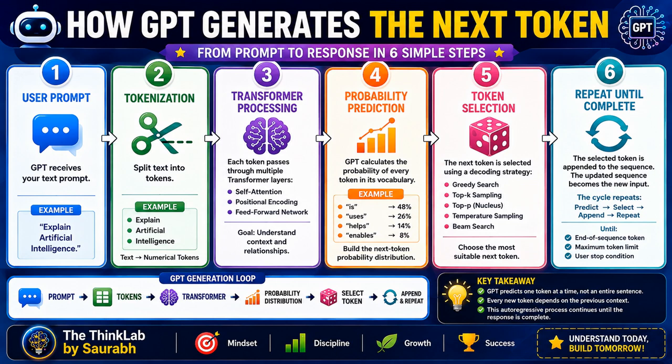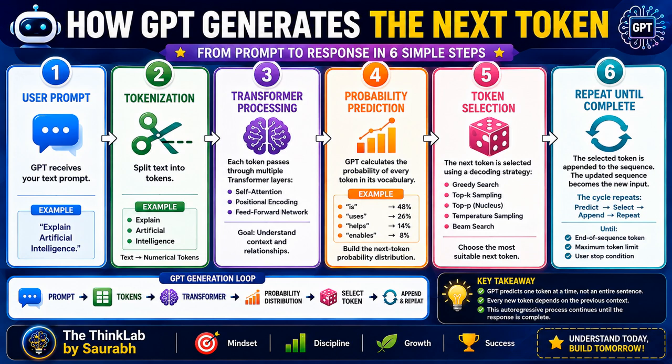Step number three, token embedding. Now each token ID is converted into a vector, and the vector is called an embedding. An embedding is simply a list of numbers, and these numbers capture the meaning of the token, right? For example, the embedding for doctor and hospital will be closer together than doctor and banana. So embeddings help GPT understand semantic relationships.